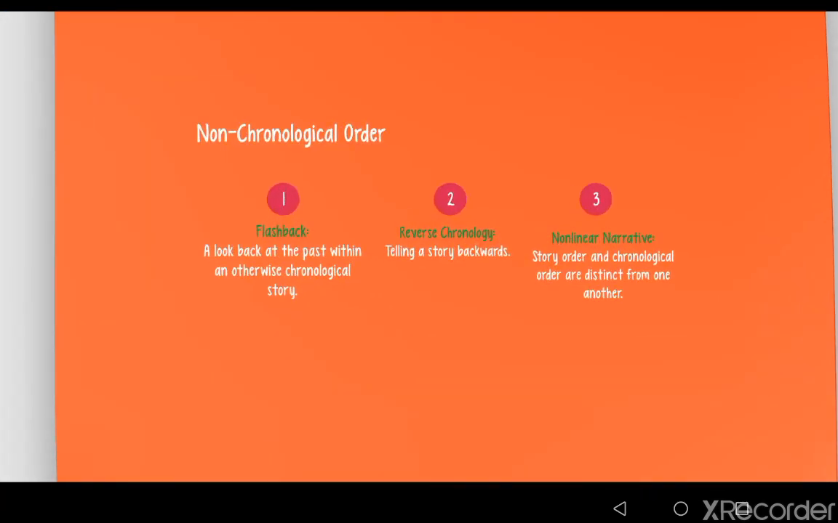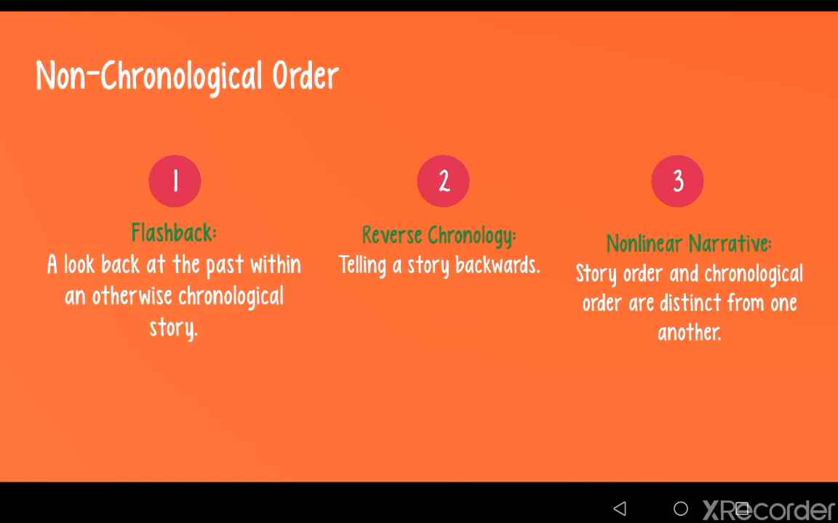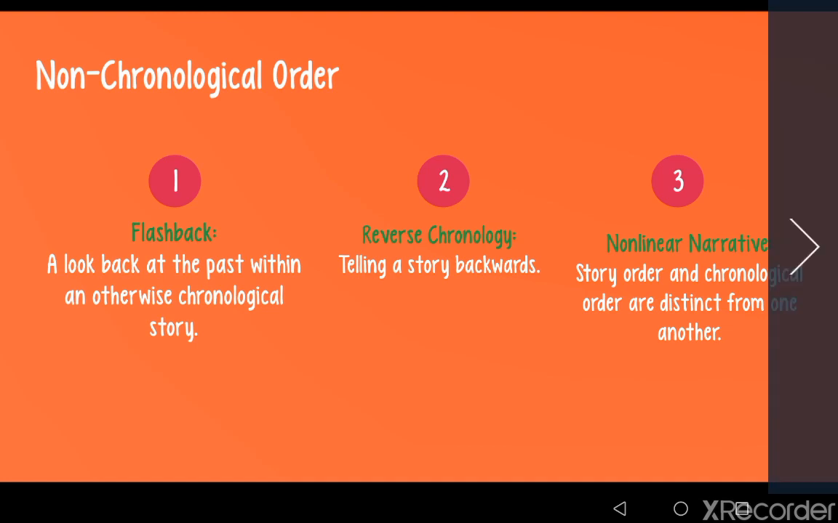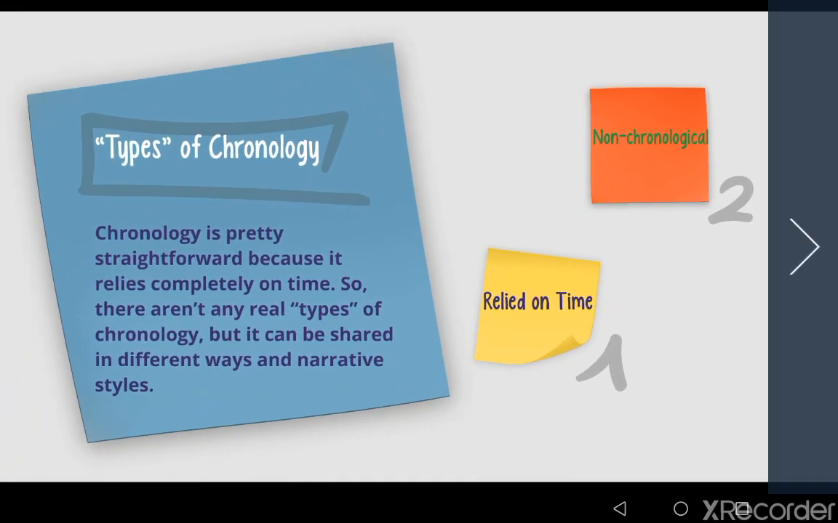Then we have the non-chronological. We have also flashback: a look back at the past within an otherwise chronological story. Number two, reverse chronology, telling a story backwards. And number three, nonlinear narrative. Story order and chronological order are distinct from one another. And we have a lot of stories and movies that follow this pattern of non-chronological order.